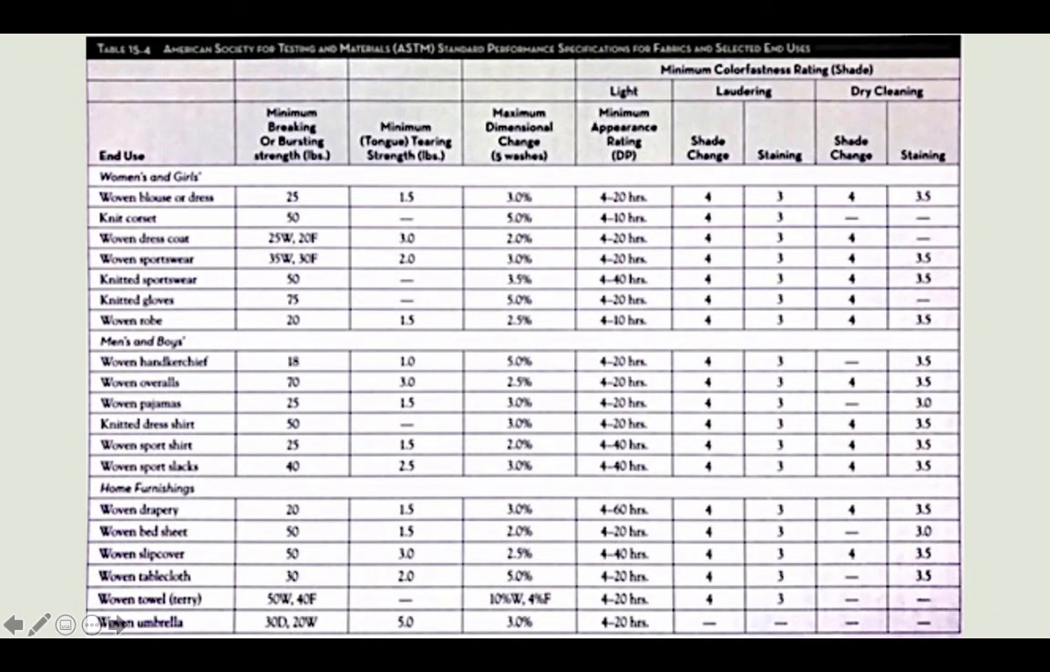And the last slide has a table that has different testing parameters. So it has end use, what are typical end uses, like pajamas, woven sport shirt, and the minimum standards for breaking, bursting strength, tearing strength, dimensional change after 5 washes, the appearance rating, shade change, staining, shade change, staining for dry cleaning versus laundering. So it gives you the minimum requirements for these types of end uses. So this is really good for you to compare. Please make a note of this, download this PowerPoint, and keep it for your future records.